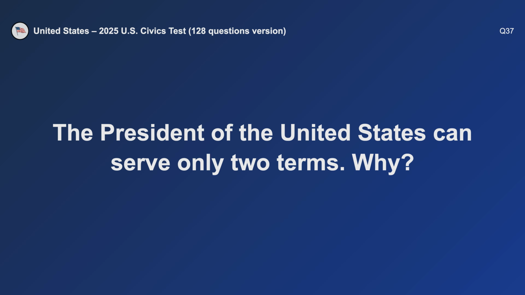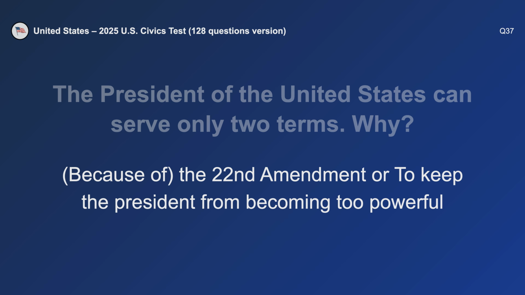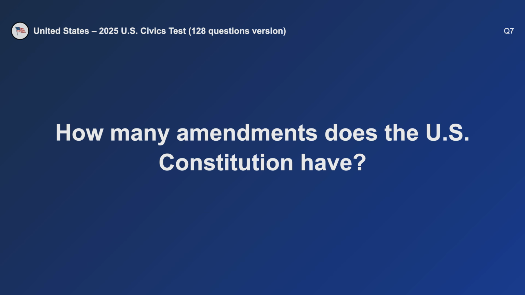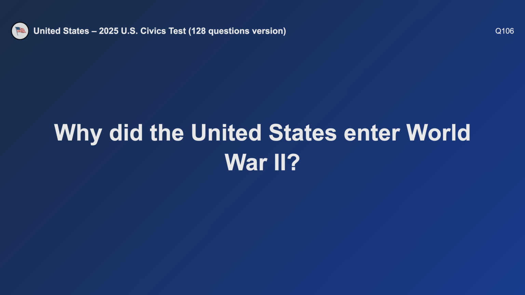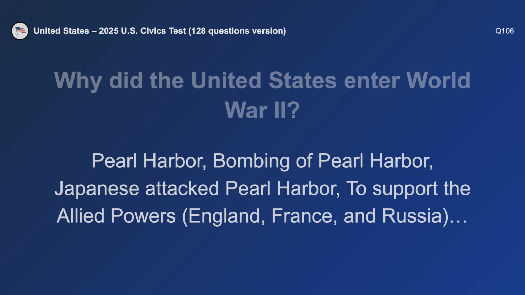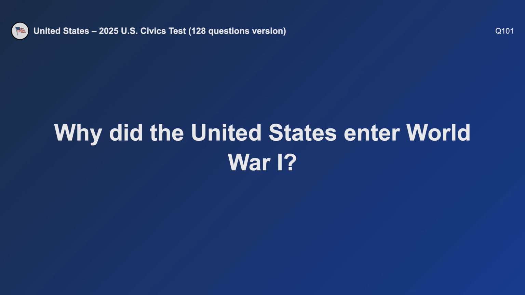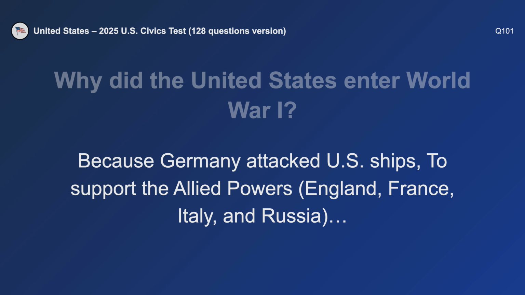The President of the United States can serve only 2 terms. Why? To keep the President from becoming too powerful. How many amendments does the U.S. Constitution have? 27. Why did the United States enter World War II? Pearl Harbor. Why did the United States enter World War I? Because Germany attacked U.S. ships.